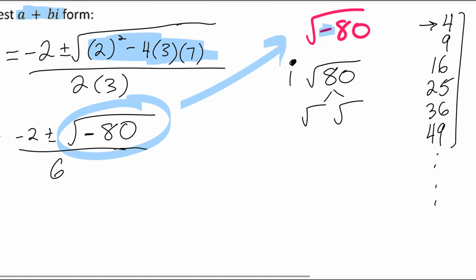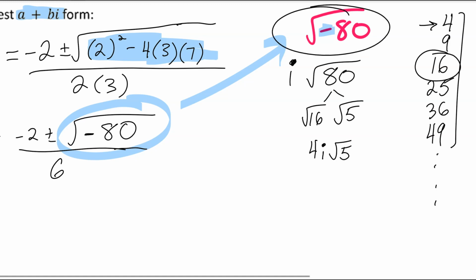Yes, 4 divides into 80, but 16 is the biggest one that goes in. And it goes in 5 times. You could do that by guess and check, or you could use your calculator. But the whole reason we're doing this is because radical 16, we know what that is. It's 4. So, as a final simplification, radical -80 can simplify to 4 times i times radical 5.